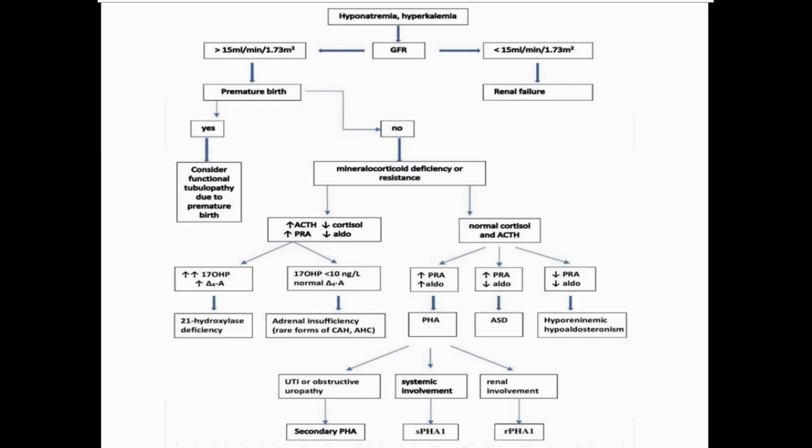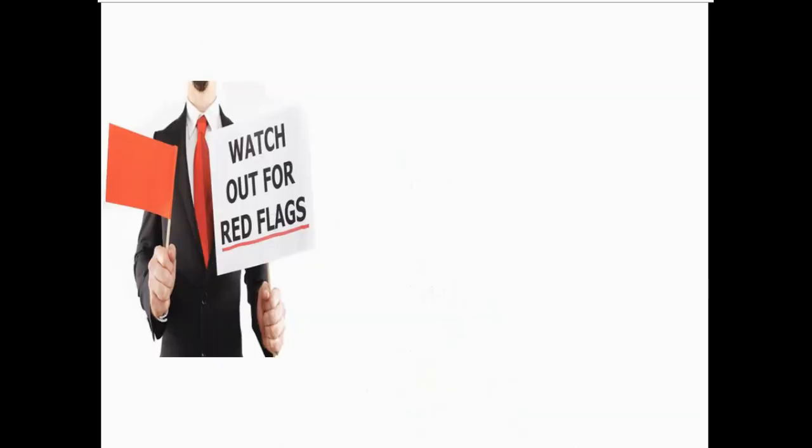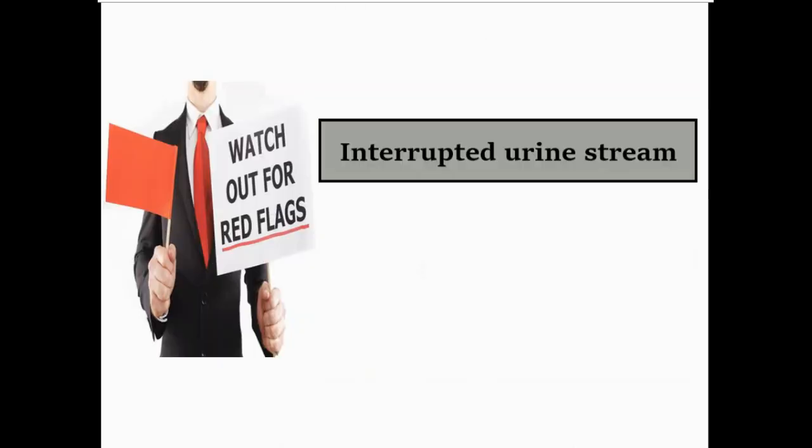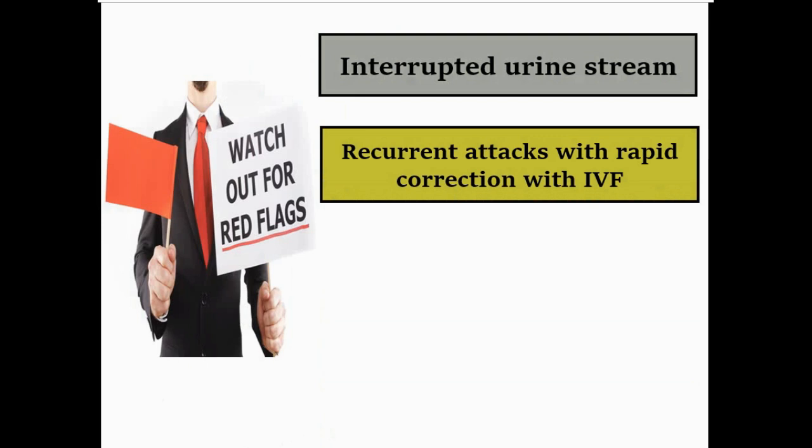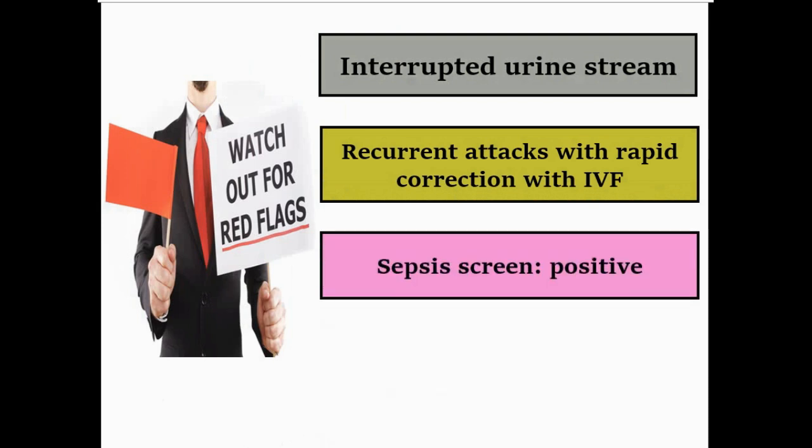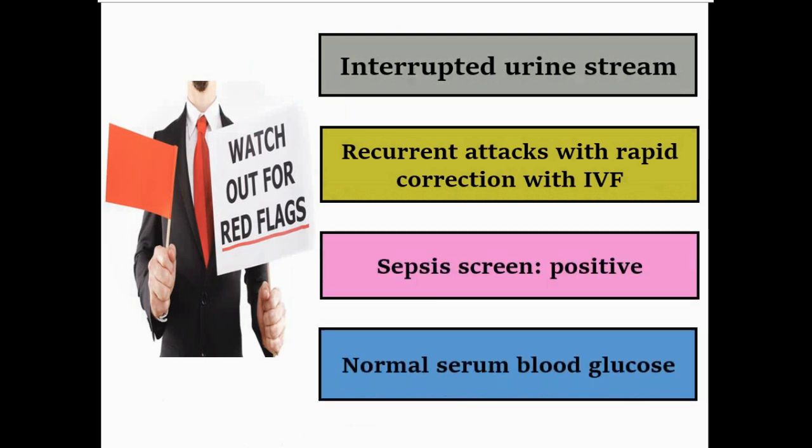And according to that algorithm, we are in the part where we have a defect in the mineralocorticoid, either in action or secretion, but we have a normal cortisol axis. So we are facing a condition of hypoaldosteronism, either primary or secondary. What was alarming was the child's interrupted urine stream in the mother's history, recurrent attacks, rapid correction with IV fluid, a positive sepsis profile, and normal blood glucose.